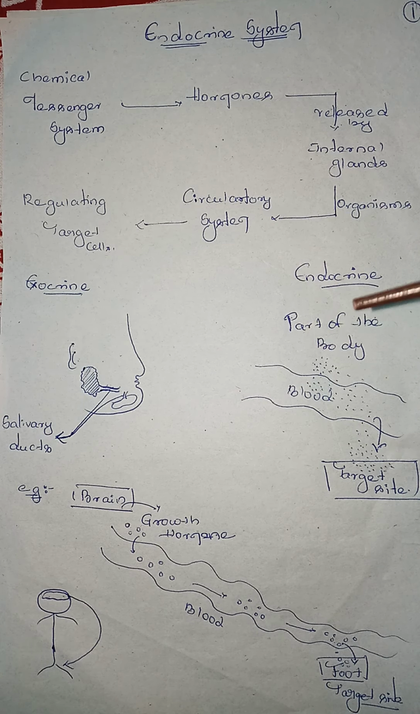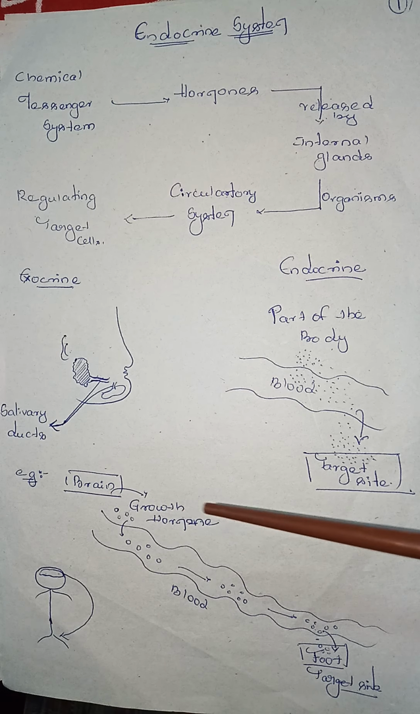So let's see one example of an endocrine hormone. Let us take growth hormone. Growth hormone is responsible for muscle growth, fetal growth; the hands and legs and everything will grow from childhood to adult, right? Growth hormone is produced in the brain. It will directly enter into the blood to reach the targeted site.